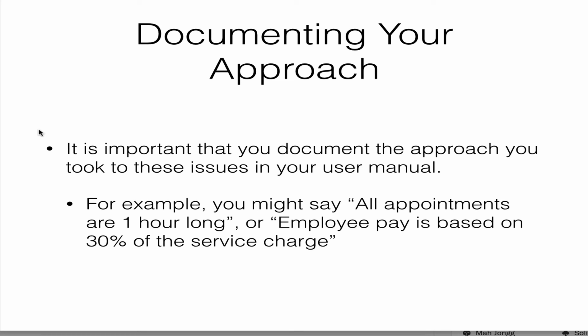So the important thing out of all of this is document what you're going to do, or how your app is supposed to work. That's what I'm going to be going by when we grade it. If you decided to have all appointments 1 hour long, say that specifically in your documentation. On the pay rate, if you said employee pay is based on 30% of the service charge, say that in the documentation. And here in the documentation, I'm talking about the user manual, because that's the way that you would want somebody to use your software, right? If they use your software, they need to understand what it's doing.